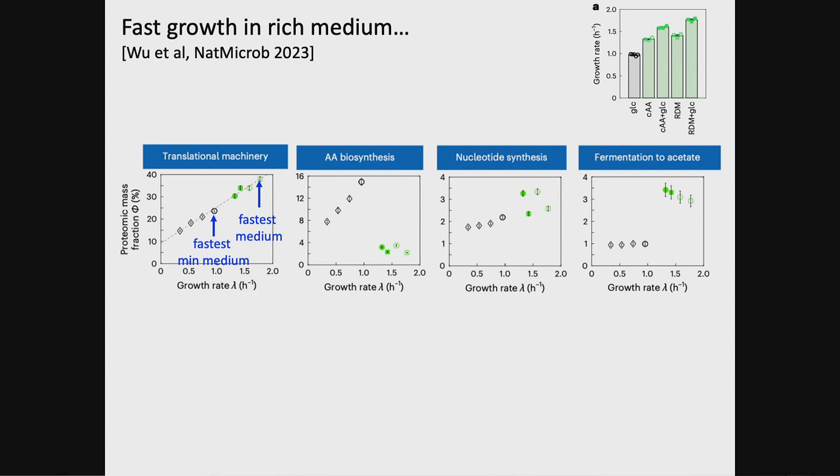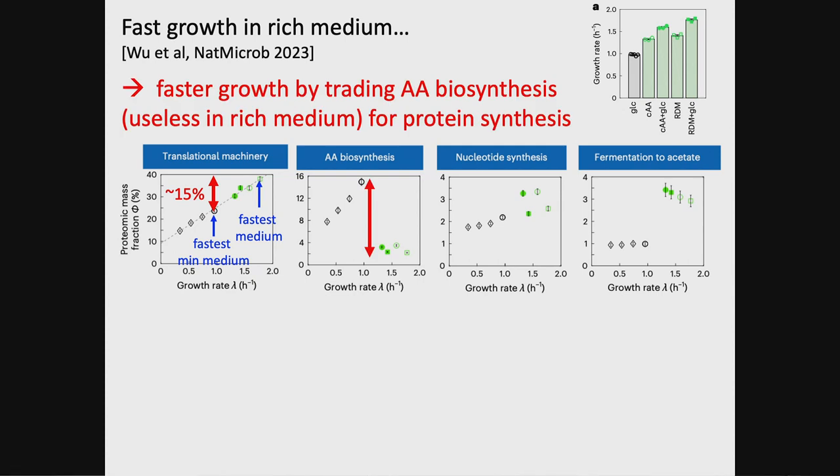So you see that between glucose minimal medium and rich defined medium plus glucose, one of the best defined rich media, there's a 15% increase in the proteome allocated to ribosomes. And given how fast the ribosome is going, to grow that much faster, you just need to have more ribosomes. And where does the 15% come from? Shown here are some of the other protein groups. In this paper, we have a list of a dozen or so. And most of this 15% just comes from a reduction in amino acid biosynthesis.